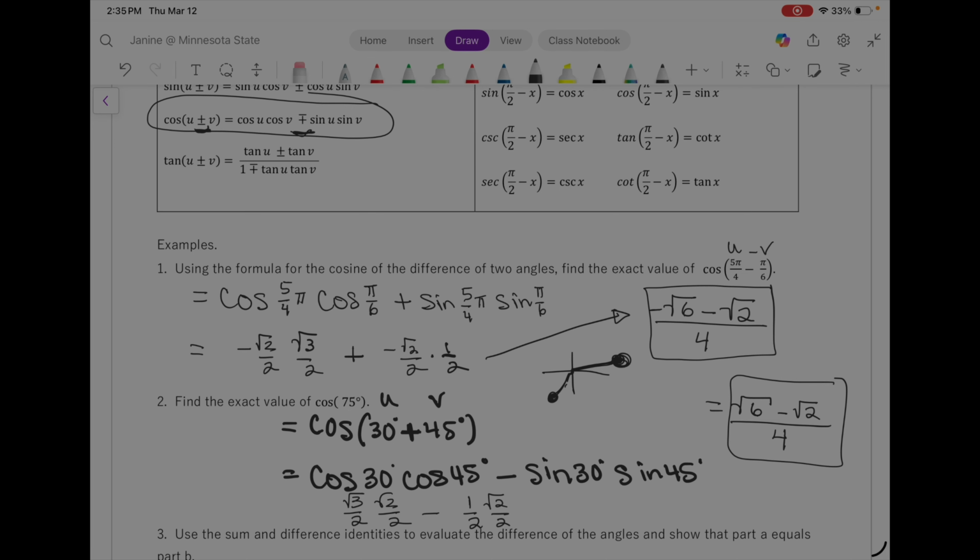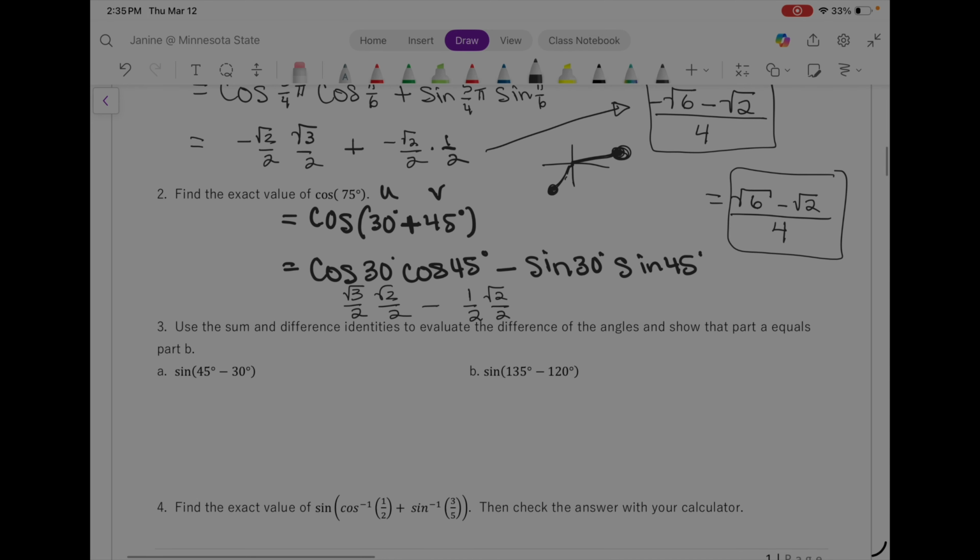Okay. All right, let's keep moving here. Now we have some more to practice. These have signs in them. Since this is the sine of 45 degrees minus 30 degrees, it's basically asking, what's the sine of 15 degrees? Well, that's not on our unit circle, so we can do 45 degrees minus 30 degrees instead and find this value.